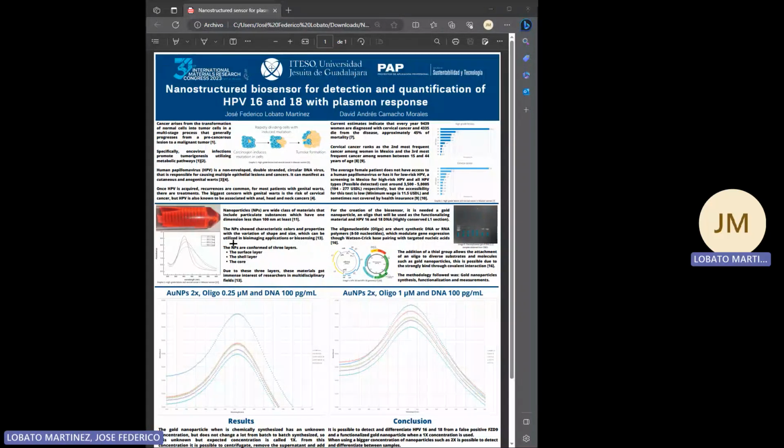Hello, I'm Jose Federico Lobato, and I'm going to present to you the poster called Nanostructured Biosensor for Detection and Quantification of HPV 16 and 18 with Plasmon Response. This is the work that me and my co-worker David Andres Camacho Morales are doing at the ITESO University.